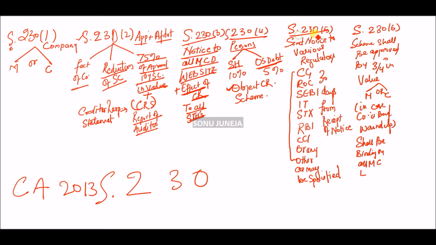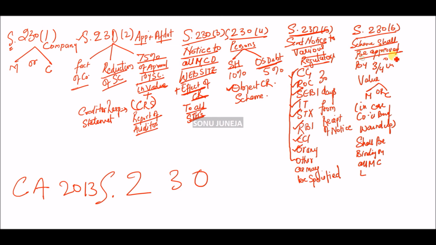230 subsection 5 it says send the notice to various regulators. आपका आया CG, ROC, SEBI, income tax, stock exchange, Reserve Bank of India, Competition Commission or any other as may be specified. Now with respect to this, ये आपको रेगुलेटरीज 30 दिन के अंदर जिस दिन को उनको नोटिस मिला है उस दिन से आपको जवाब दे देंगे. उसके बाद आता है आपका 230 सबसेक्शन 6.